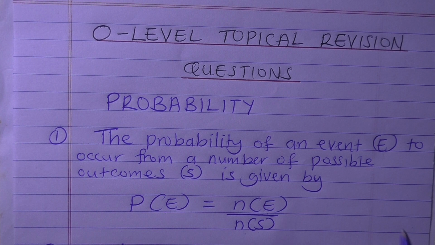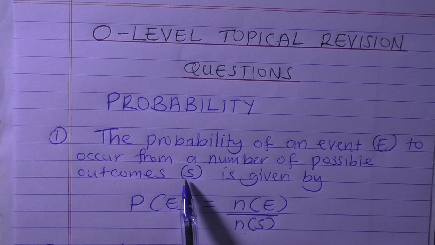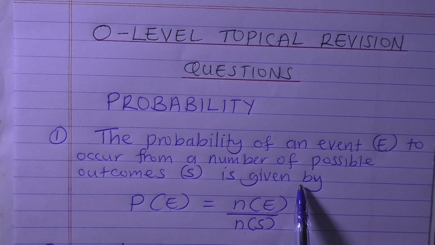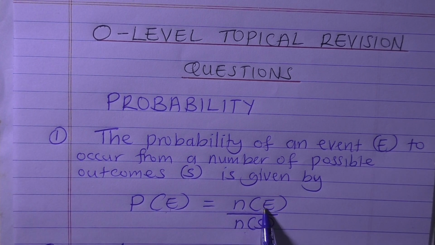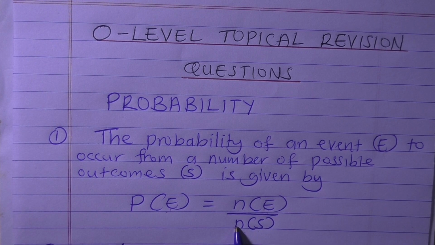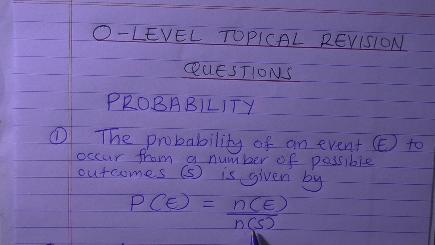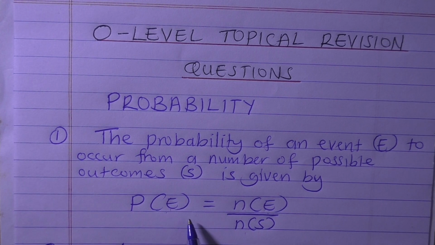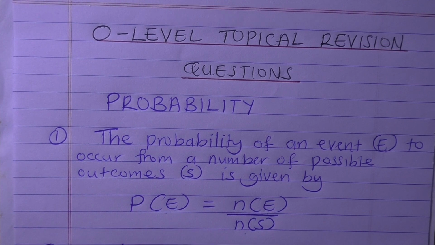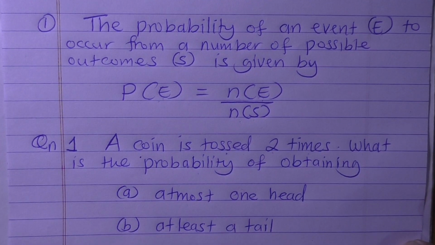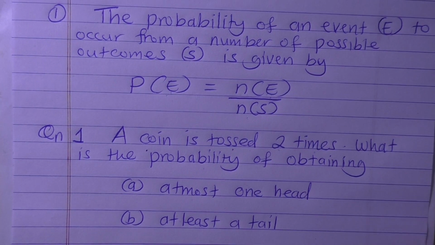Probability of an event E to occur from a number of possible outcomes S is given by the number of the events E over the total number of the possible outcomes, or the sample space. So that is how we shall get probability of an event E to occur. Then let us look at some of the questions under probability.